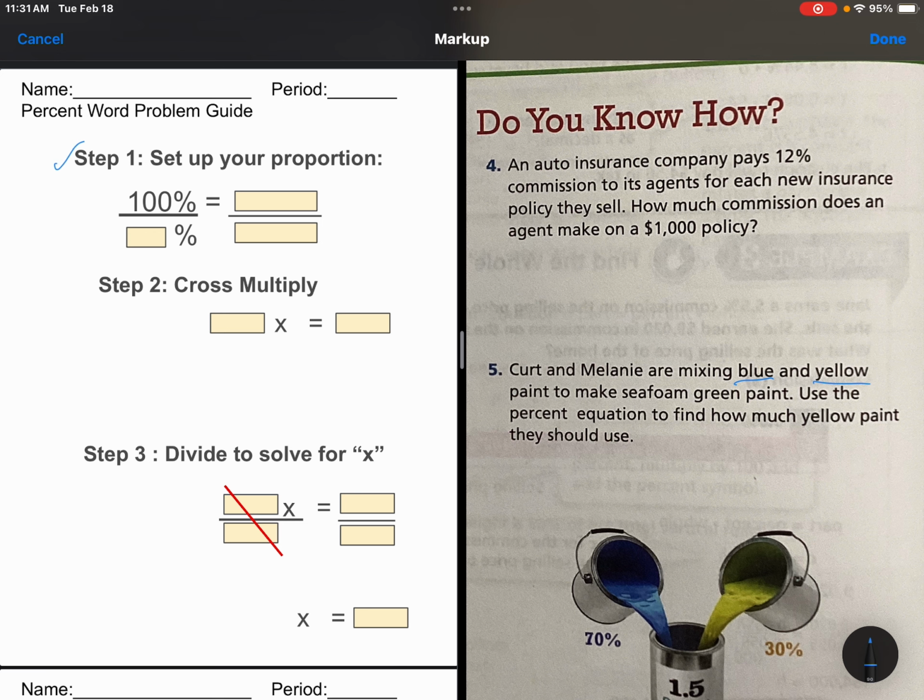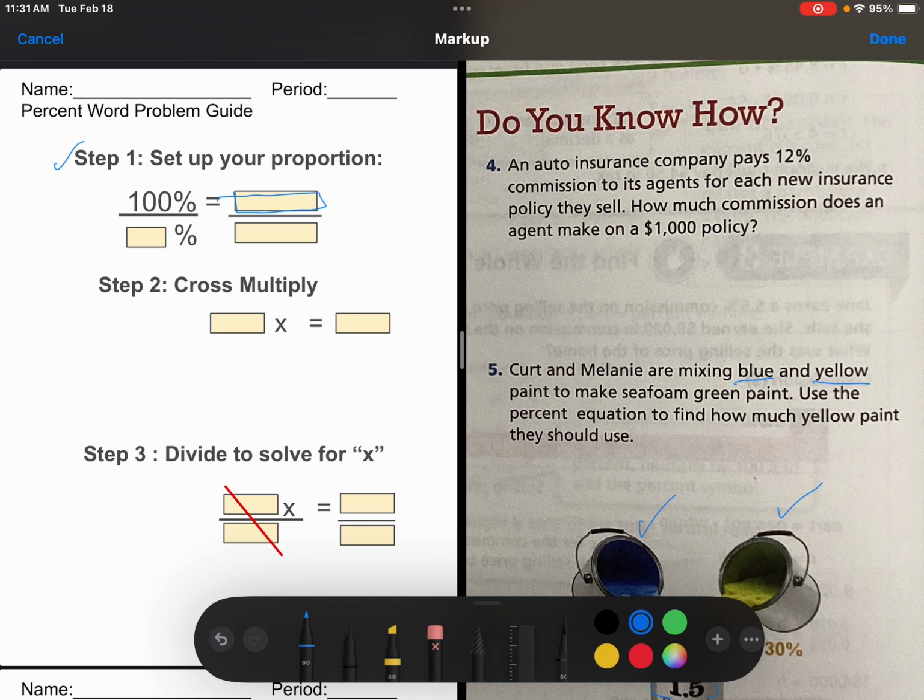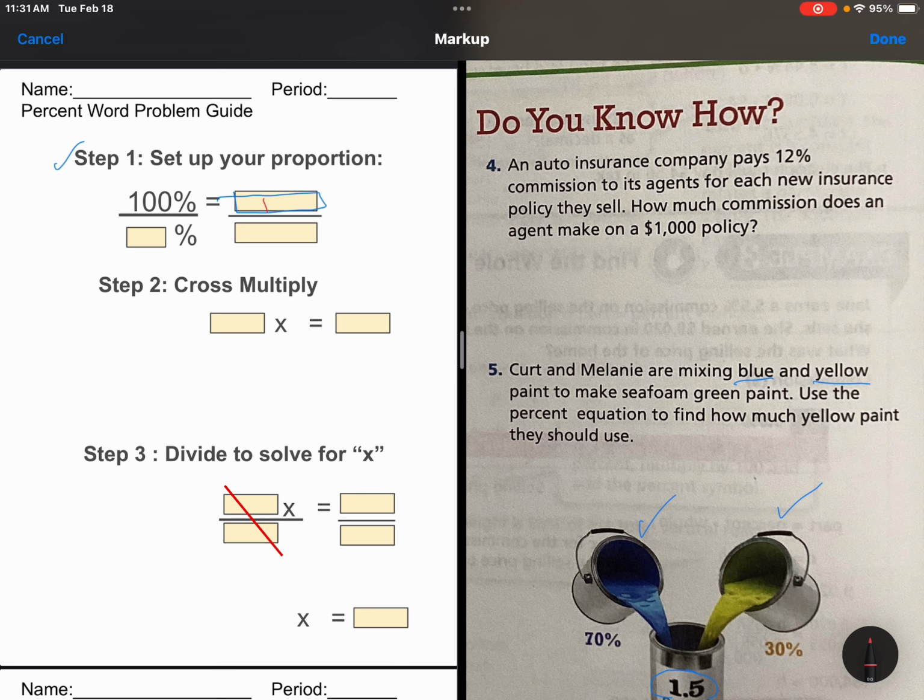Okay, step 1, you can set up our proportion, which is our percent equation. So first of all, we wanna make sure that we spot our 100% value here. We are actually pouring 70% content of blue here and 30% content of yellow right here. And together they actually create a 1.5 liter container of green paint. Now, question, what is our 100% amount that we're going to be putting in this box? Yes, it will be just 1.5 liters. That's my total amount of paint that I will be having at the end.